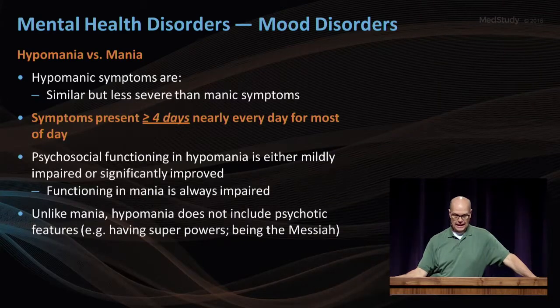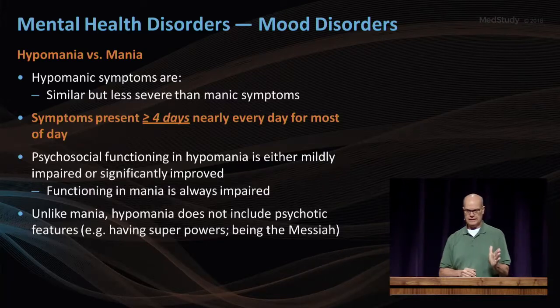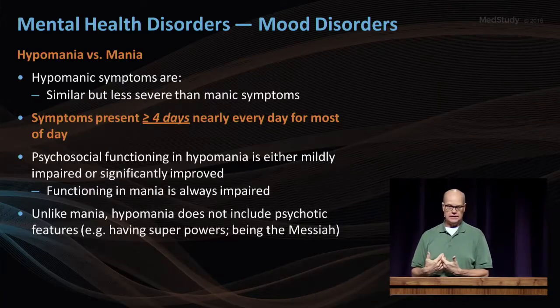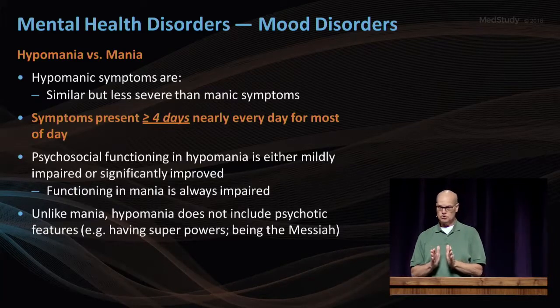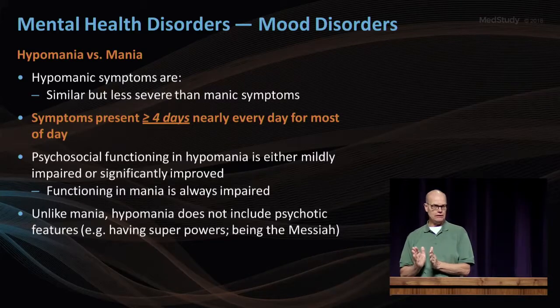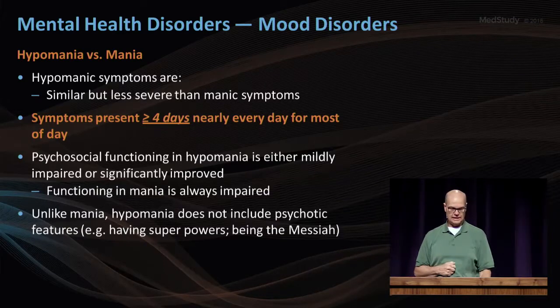Unlike mania, hypomania does not include psychotic features, whereas mania does. Superpowers, being the Messiah, etc. So there are some buzzwords that will help you sort out what's mania, what's hypomania. How long have they been present? How much or how little functioning is interrupted? Are there or are there not psychotic features?